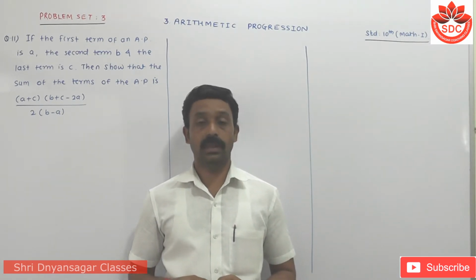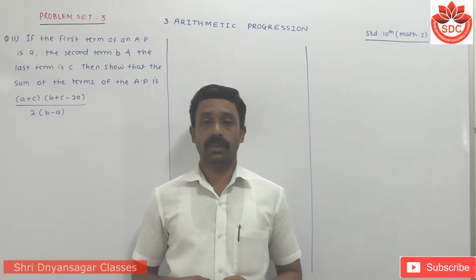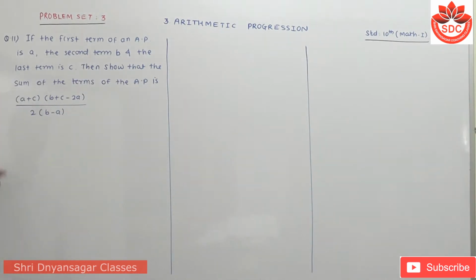Next questions of Chapter 3, Arithmetic Progression of 10th Standard Mathematics Part 1. Now, the next question, question number 11, problem set 3, question 11: if the first term of an AP is a, the second term is b and the last term is c, then show that the sum of the terms of the AP is (a + c)(b + c − 2a) upon 2(b − a).